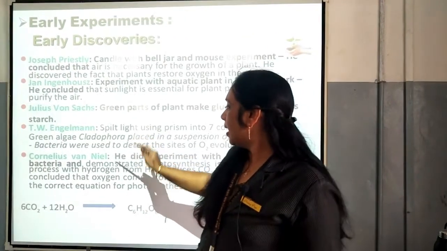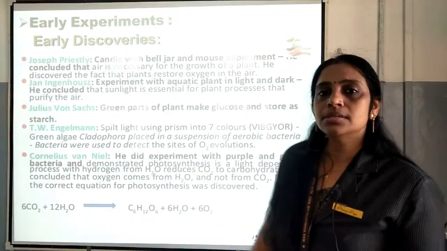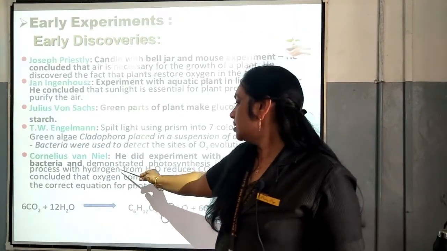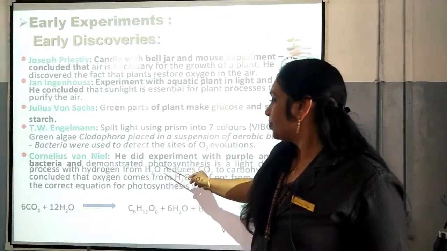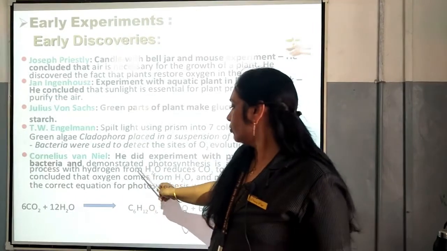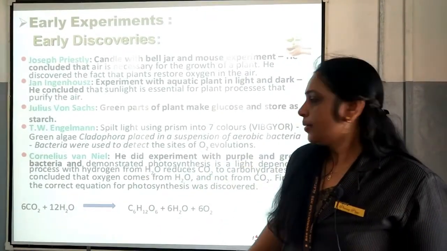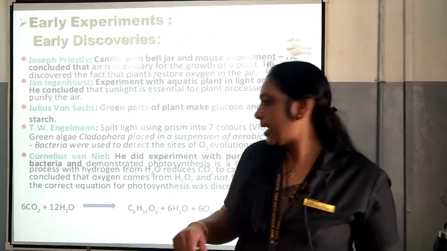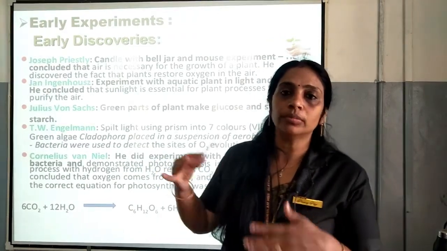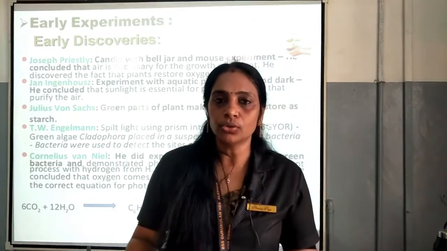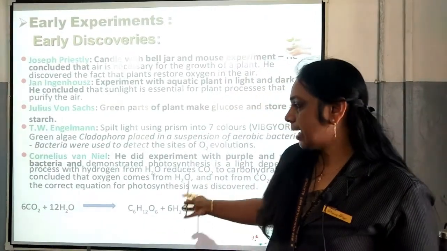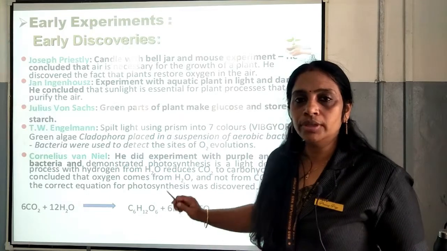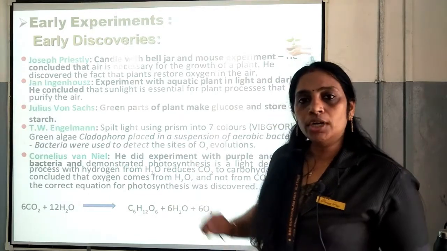So Cornelius van Niel said that photosynthesis is a light dependent process with hydrogen from water reducing carbon dioxide. Isn't it? Water reduces carbon dioxide to carbohydrates, and later on he said that oxygen is coming from water and not from carbon dioxide. And last, it was concluded with the equation of photosynthesis that when carbon dioxide and water combine together, glucose is formed with the formation of water and oxygen.